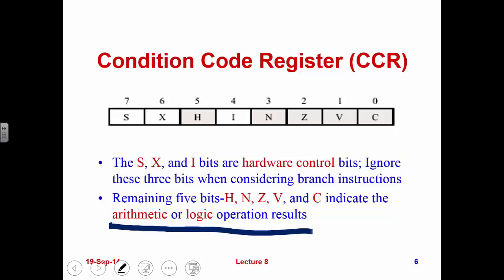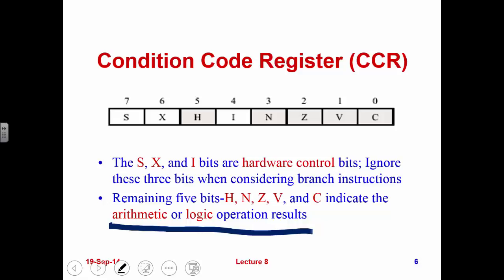In other words, when we have branch instructions, the CPU branches or not. In general, it checks these bits to see if the bit meets the condition or not, the condition specified by the individual branch instructions.